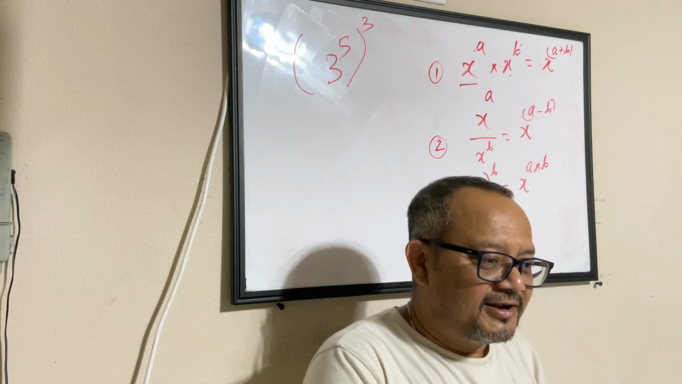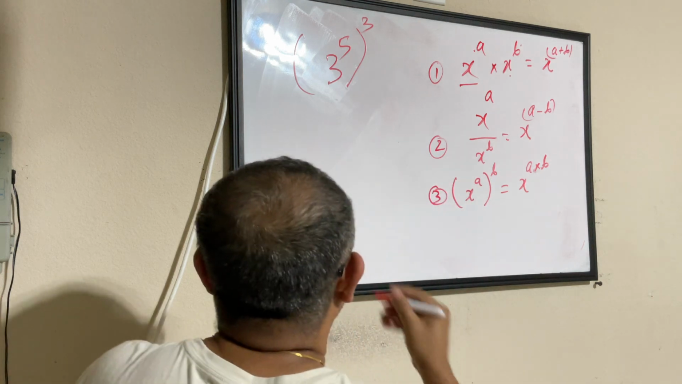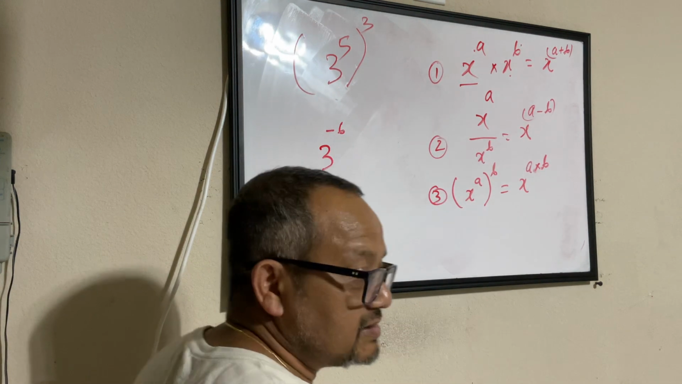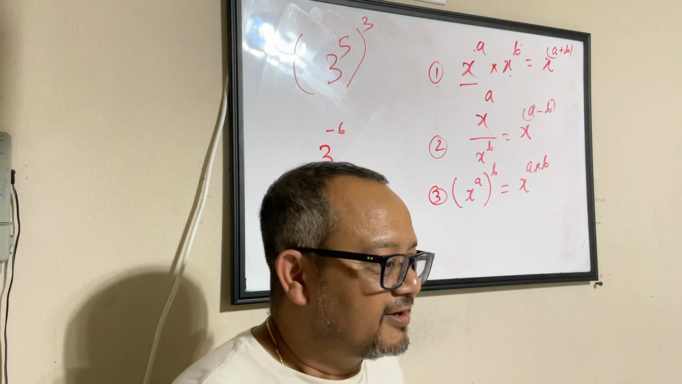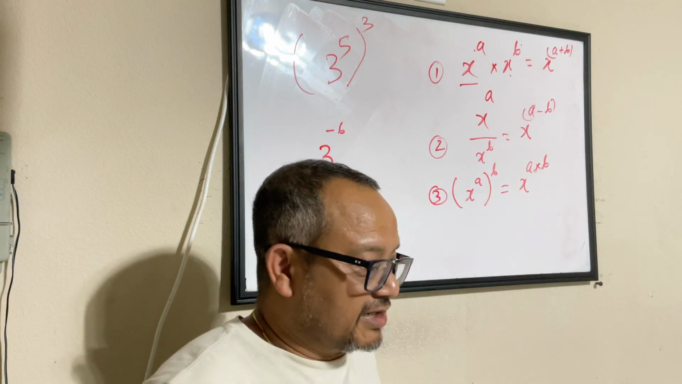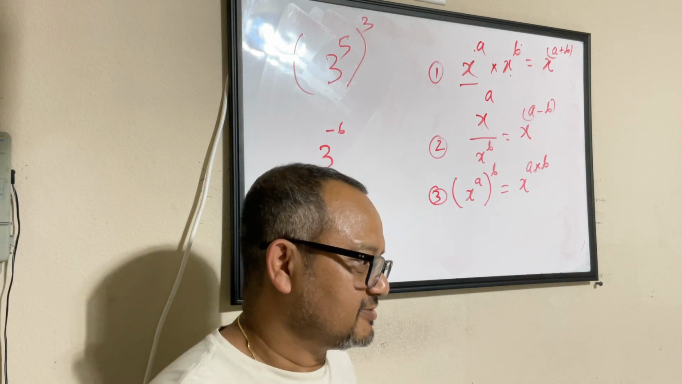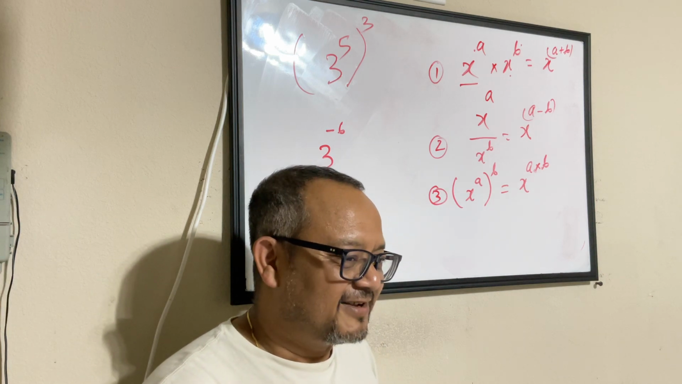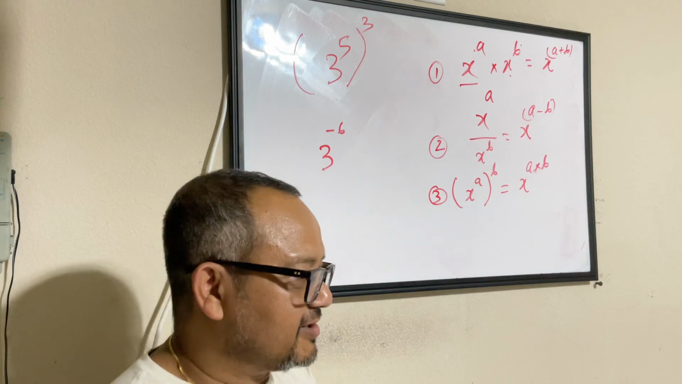Now life gets more interesting. If I say find out 3 to the power minus 6, what is it? 3 to the power minus 6. I'm trying to bother you guys now. How will you find it out? Any thoughts? Don't try solving it. Tell me what will be your thought.